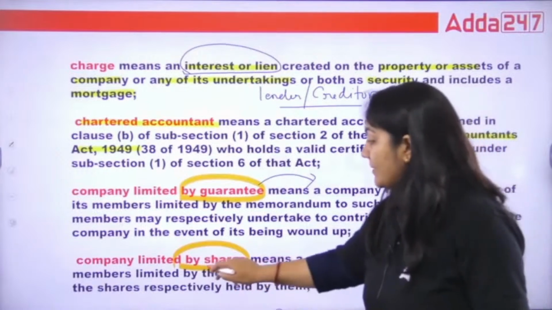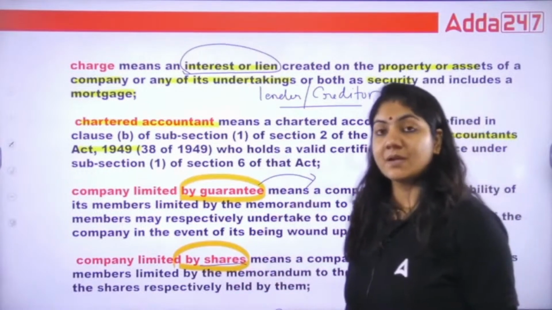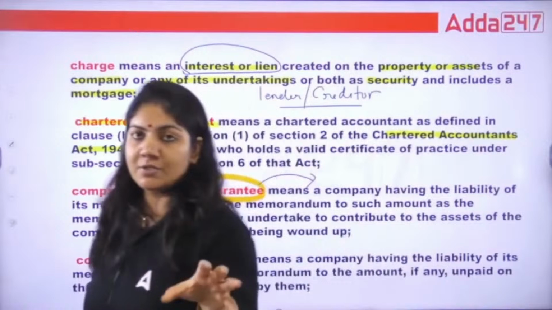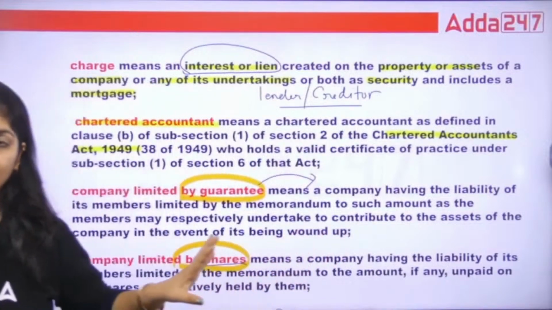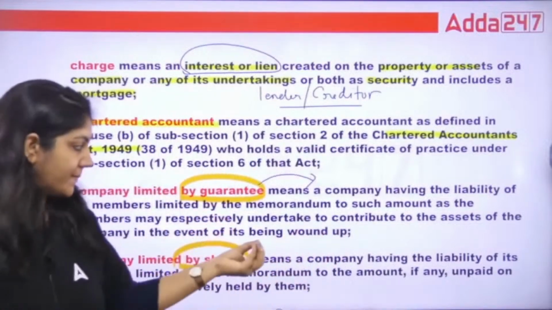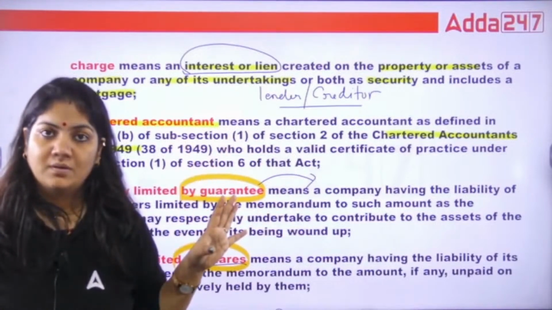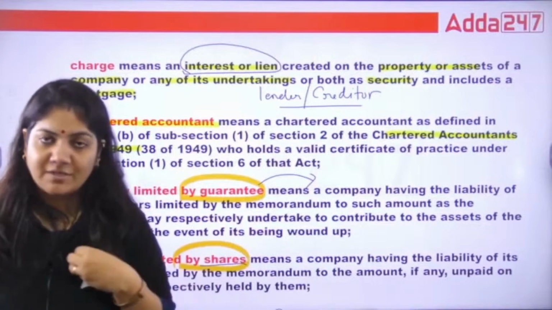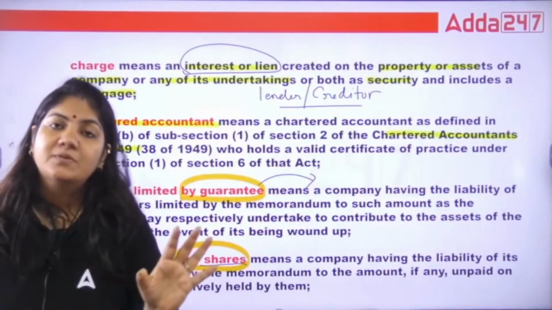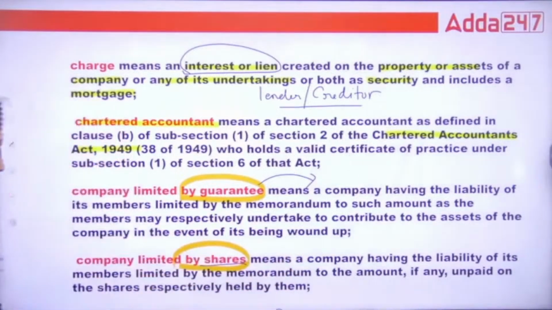What is company limited by shares? In a company limited by shares, whatever the shares are, only that much is the liability. Suppose he has taken 50 shares, so the liability will be imposed only for 50 shares. This is called company limited by shares.